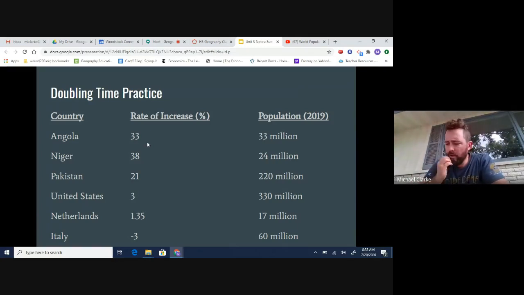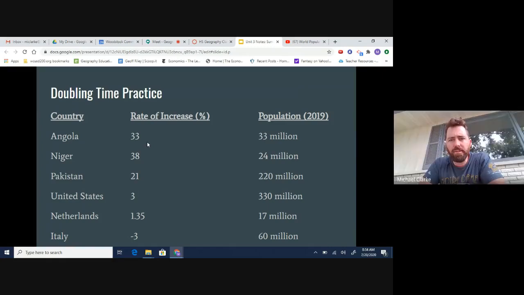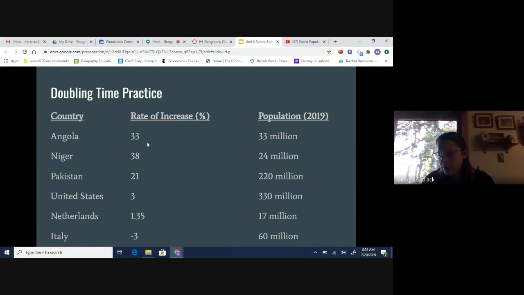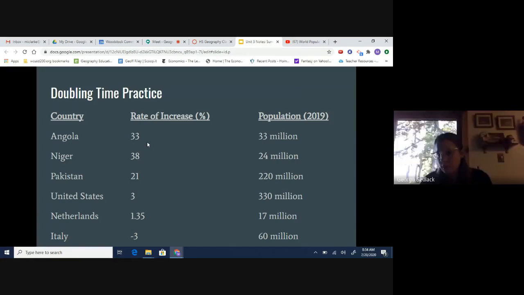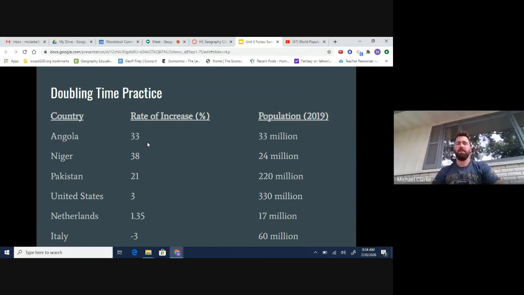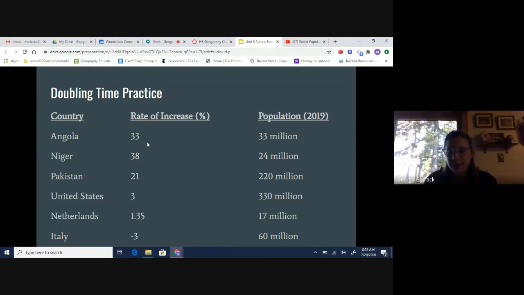So, Georgia, let's start with you. We're going to start from the top. Georgia, what do you got for Angola? We're looking for the doubling time or the percentage growth? Doubling time. I had 2.12. So what does the 2.12 mean? It's 2 years. So in 2 years, your population is going to double to what? What's 33 times 2? 66. There you go. Very good.